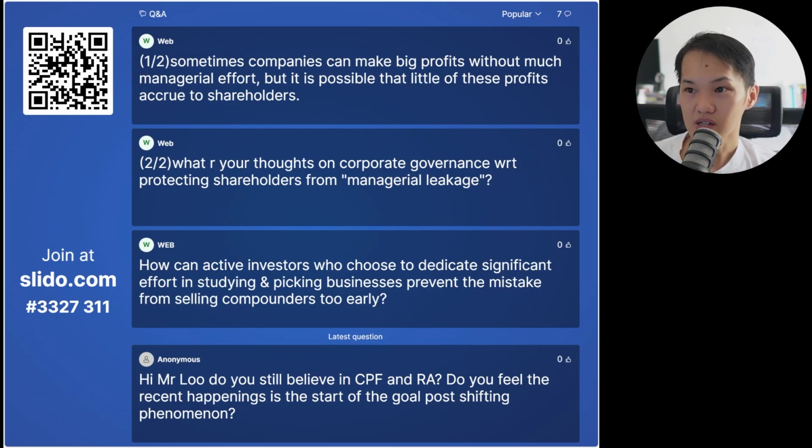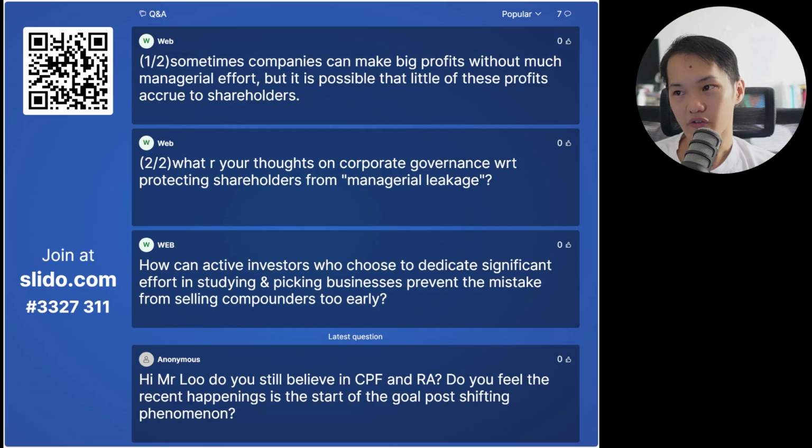The next one: sometimes companies can make big profits without much managerial effort, but it's possible that little of these profits accrue to shareholders. Then what are your thoughts on corporate governance with respect to protecting shareholders from managerial leakage?